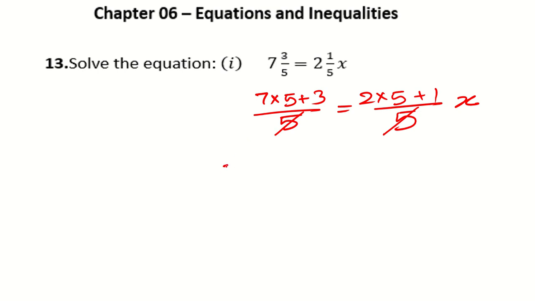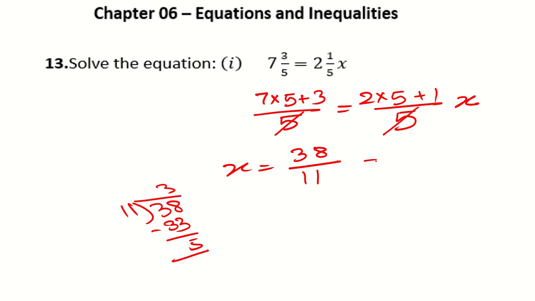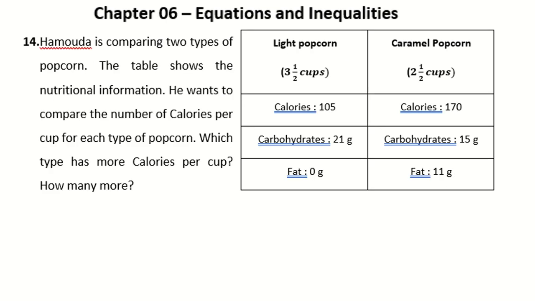So cancel it. So x is equal to 7 times 5, 35 plus 3, 38, over 5 times 2, 10, 10 plus 1, 11. Okay. Now 38 over 11 cannot be simplified because 11 is a prime number. So you will divide this and write it in the form of a mixed fraction. So 11 will divide 38, 11 threes are 33, and then 5 will be left over. So this is 3 and 5 over 11. This is the answer.